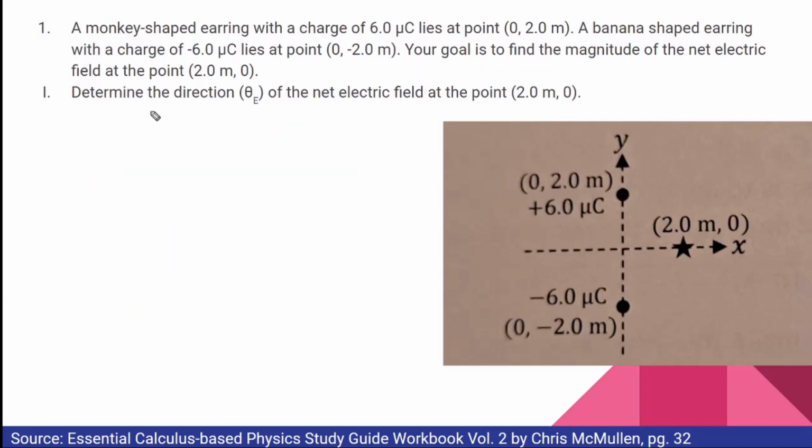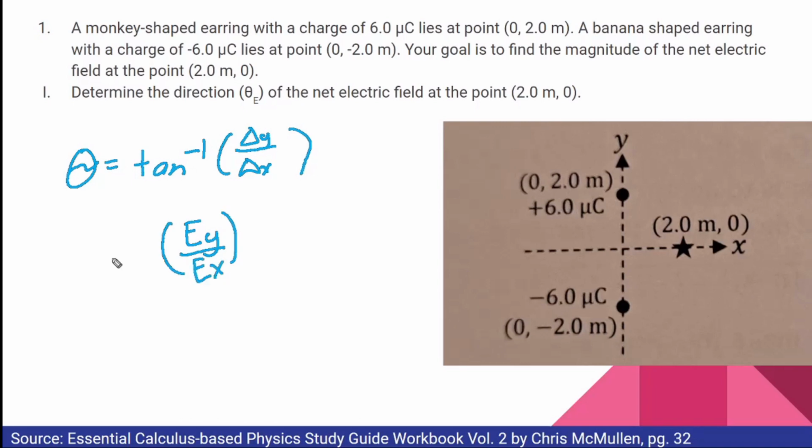Determine the direction of the net electric field at point 2 meters, 0. Once again, in order to find our angle, we have to take the inverse tan of the change in y over the change in x. The change in y in this case will just be our y component divided by our x component. So the issue here is that it will be undefined because our E of x is equal to 0. However, we do have an angle for our net charge because of the graph over here.